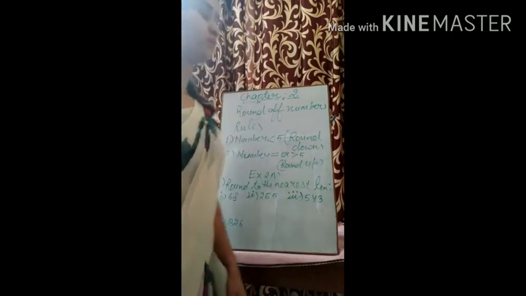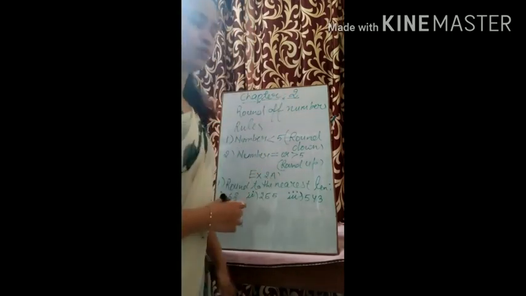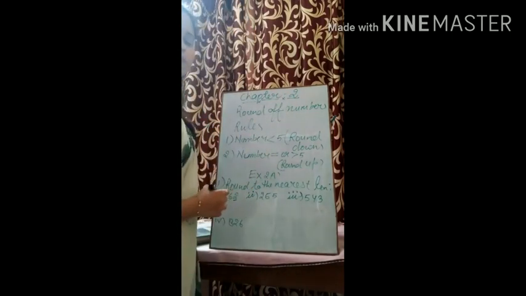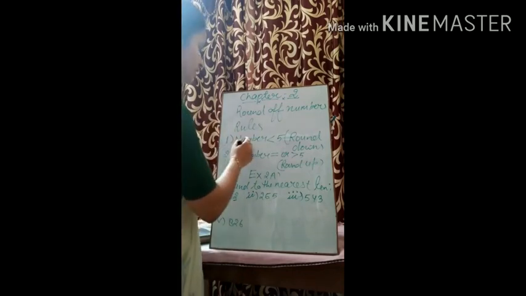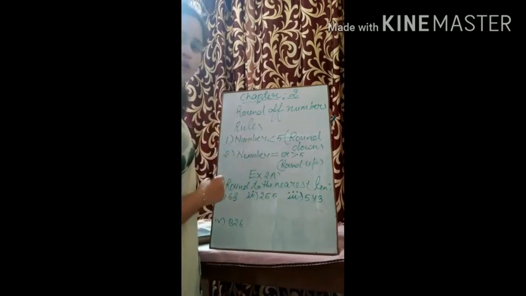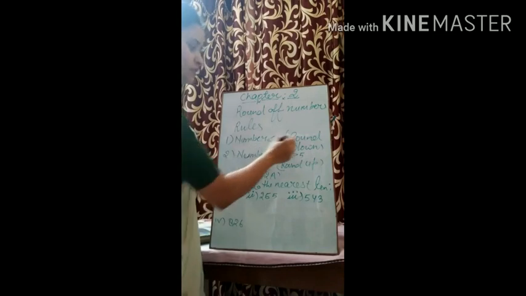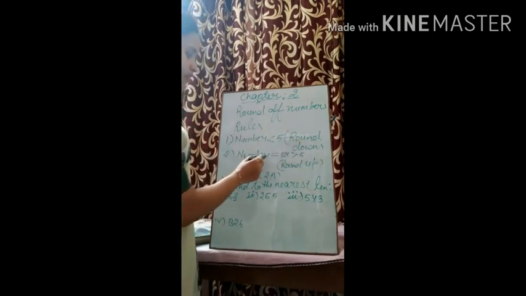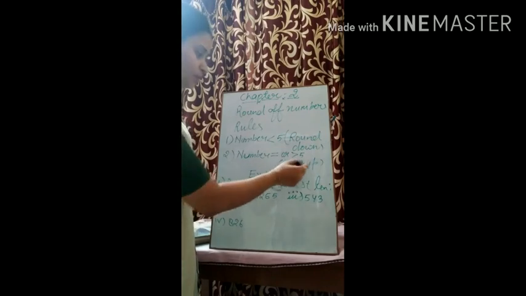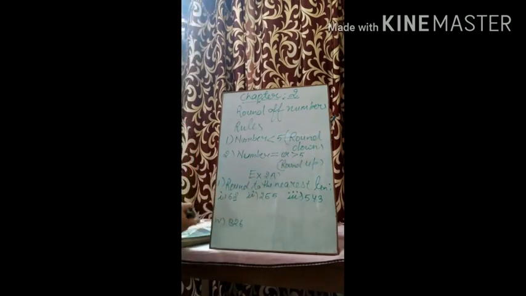Today I will teach you chapter 2, rounding of numbers. There are two rules. First, if the number is less than 5, then we have to round down. If the number is either equal to or greater than 5, then we have to round up. Let's see the question. Round to the nearest 10.